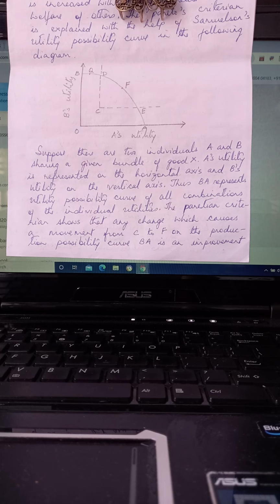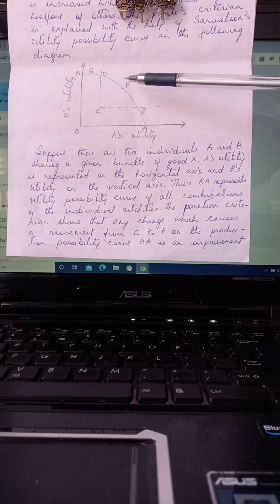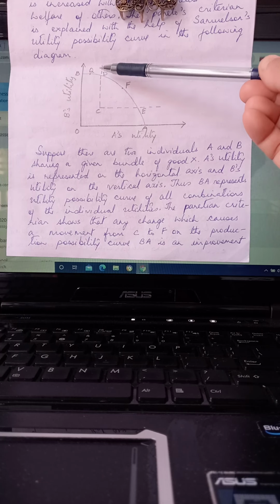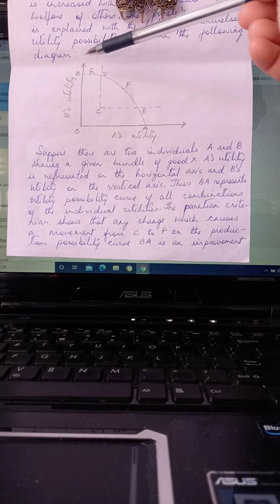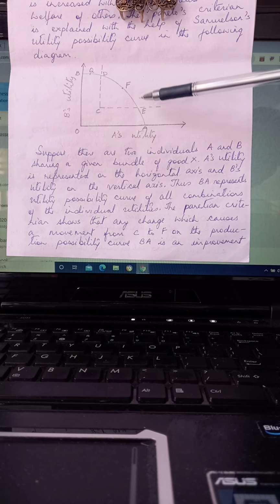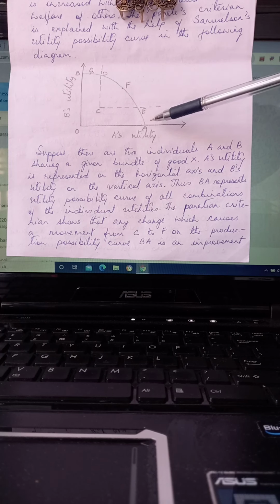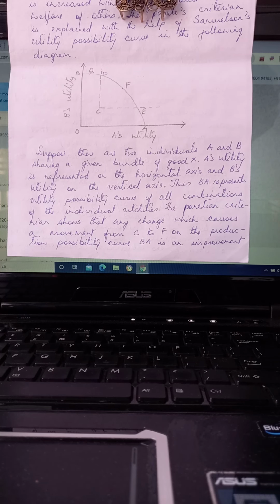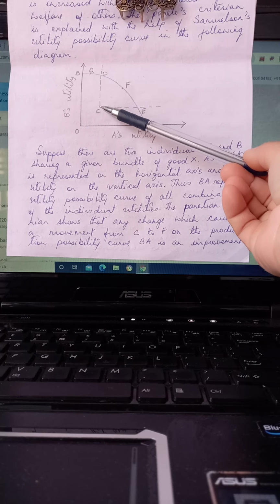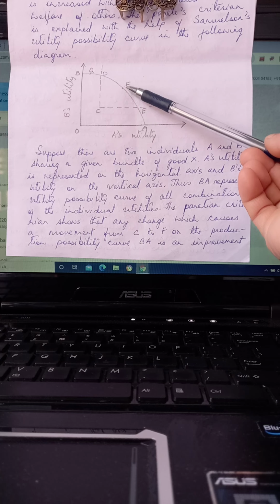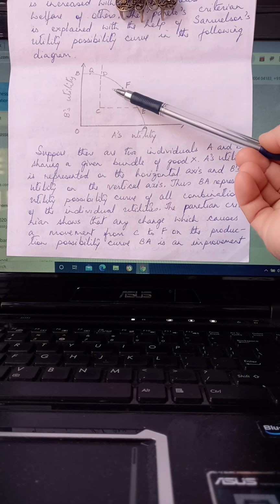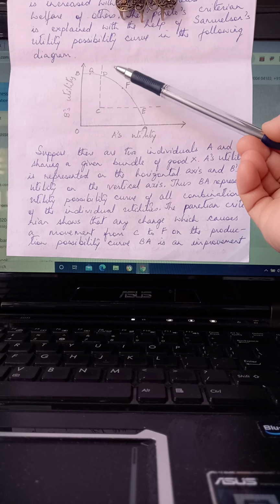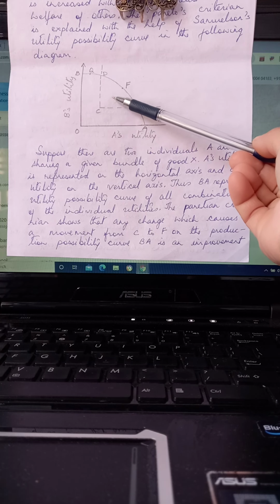Here, if you look at this very diagram, I think you can see the point C over here, the point F, the point D, the point E. Yes, this BA over here is the utility possibility curve of the two individuals. Say, for example, through the different works undertaken by the government, there is a movement from point C to point F. That means individuals A and B both move from point C to point F.